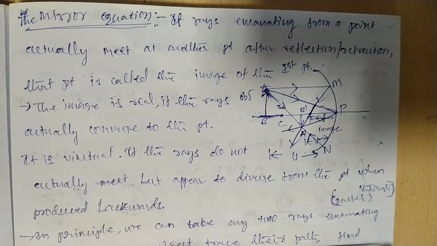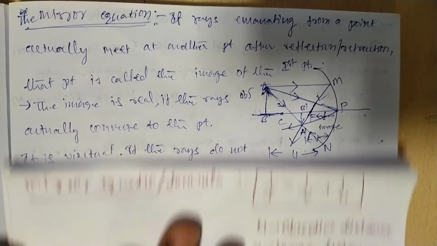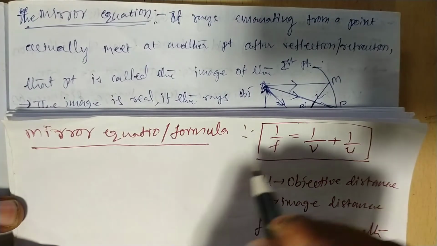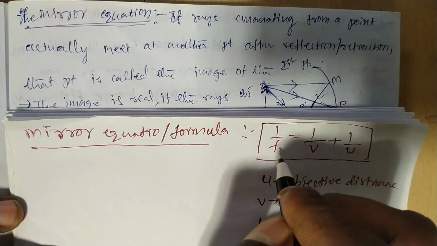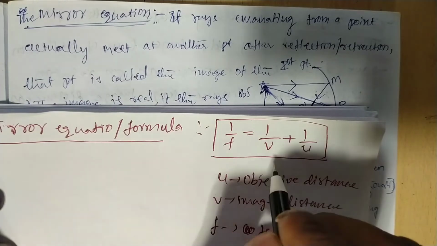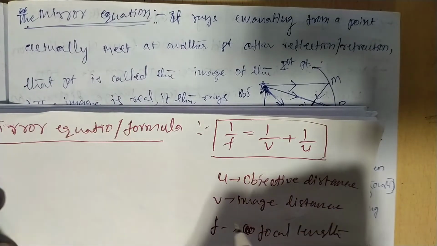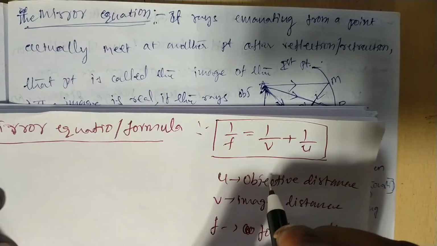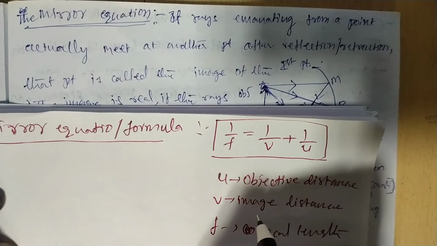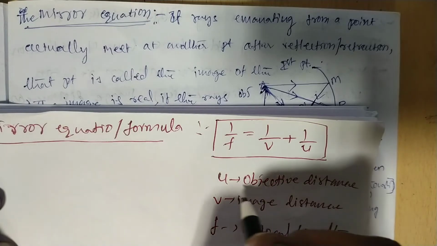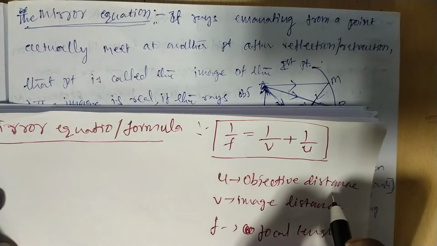Today we discuss the next topic, the mirror equation, or mirror formula. That is 1 by f is equal to 1 by v plus 1 by u. f is the focal length and v is the image distance.